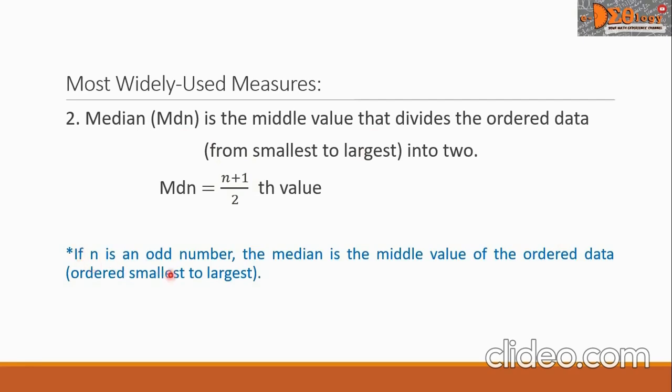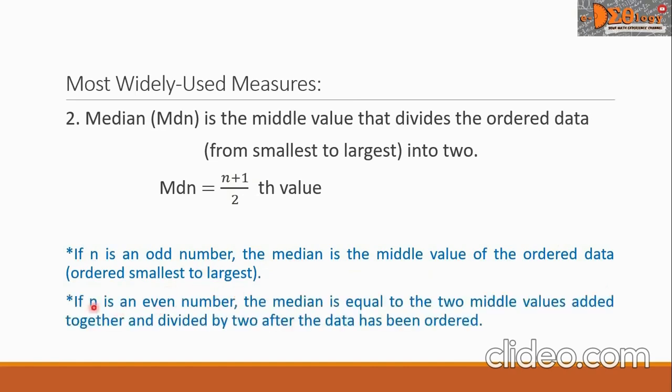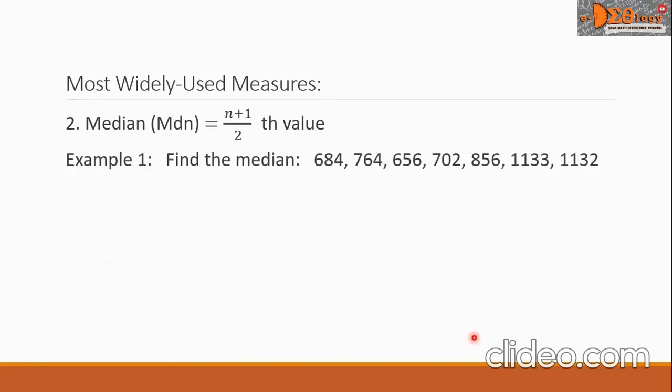If n is an odd number, the median is the middle value of the ordered data from smallest to largest. If n is an even number, the median is equal to the two middle values added together and divided by 2 after the data has been ordered. Let us see some examples.